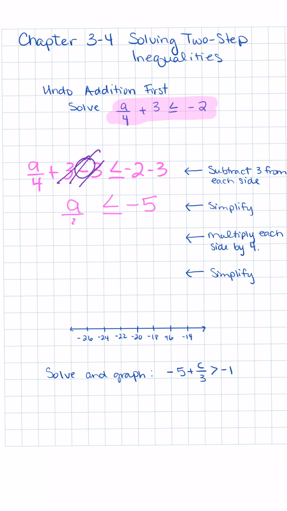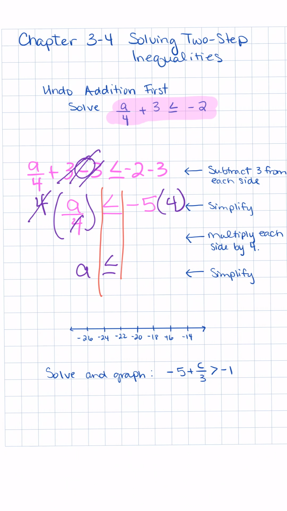And you have A over 4. So now we're going to multiply each side by 4. That's going to get rid of it here. Whatever we do to that side, we have to do to this side. So these get crossed out. We're left with A is less than or equal to -5 times 4, which equals -20.